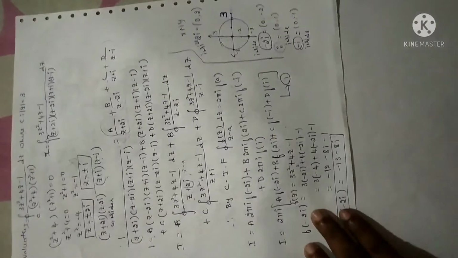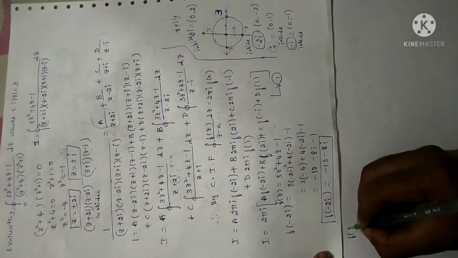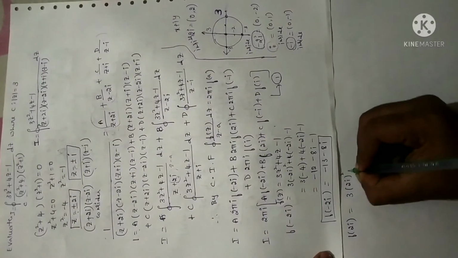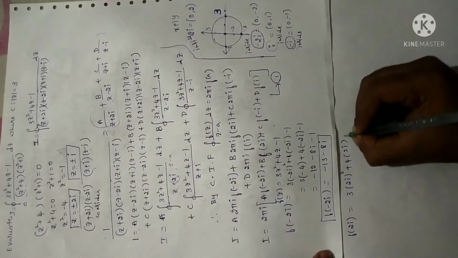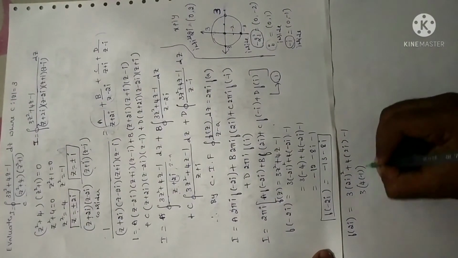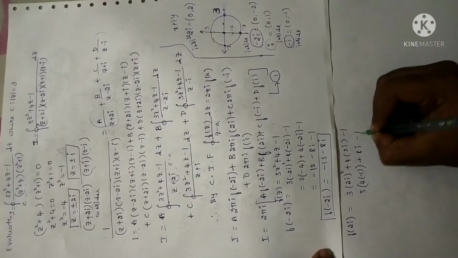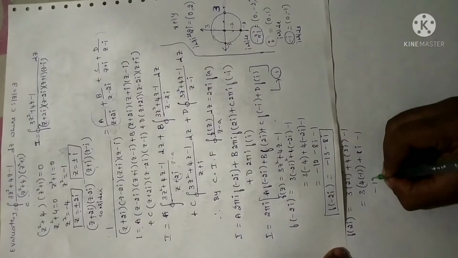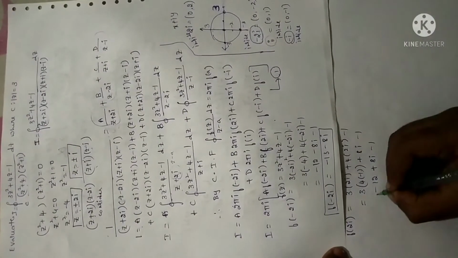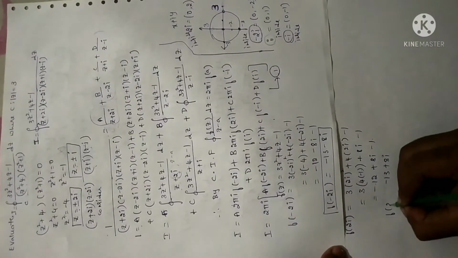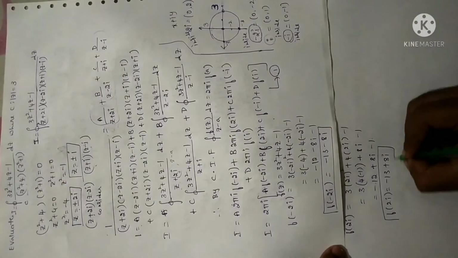Similarly, find out the f of 2i value. Let me continue here. So f of 2i: replace z with 2i. So 3 into 2i square plus 4 into 2i minus 1. So 2 square is 4, i square is minus 1. Again I will write one more step: 4 2s are 8i minus 1. So 3 into 4 into minus 1 is minus 12. So minus 12 plus 8i minus 1. So you will get minus 12 minus 1, minus 13 plus 8i. So f of 2i value is minus 13 plus 8i.